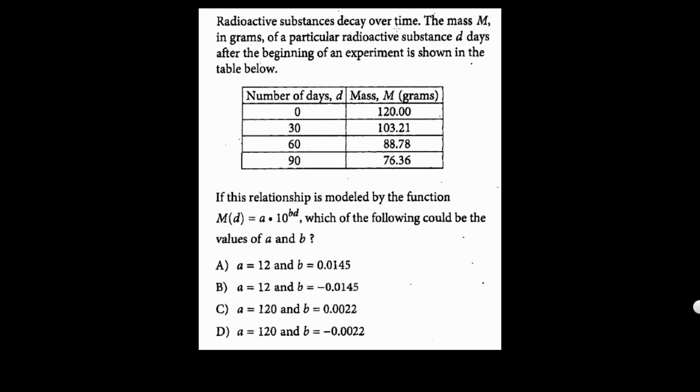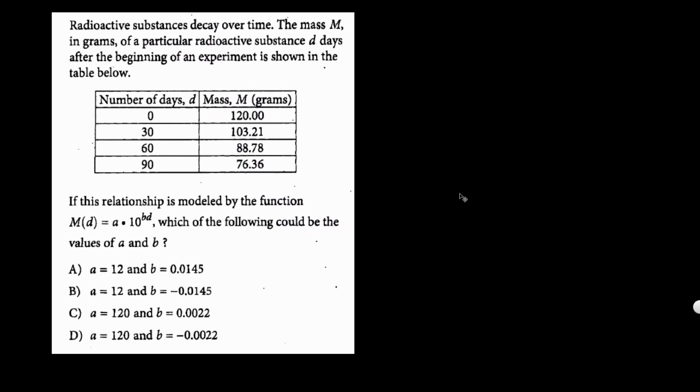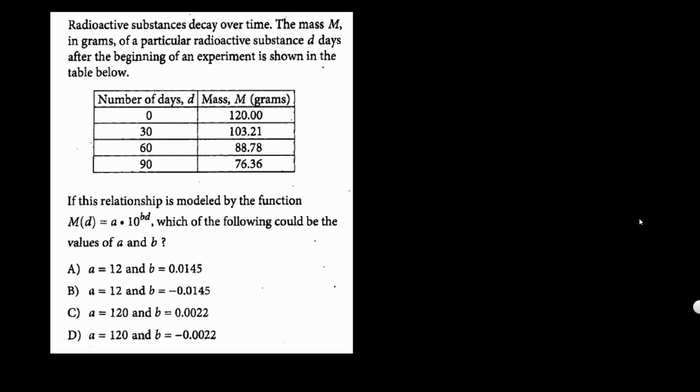Okay, so let me move this a little bit to the left so I have room. We have a radioactive substance here and a table given. On the left side, this is the number of days, and on the right side, that's the mass that's left after that many days. So they give us this equation here.